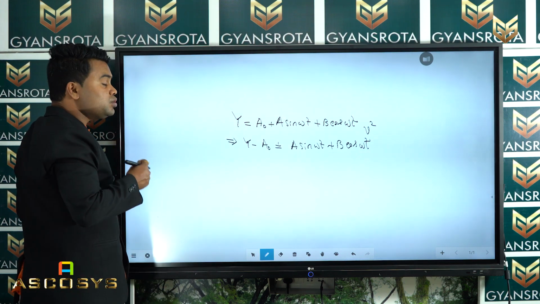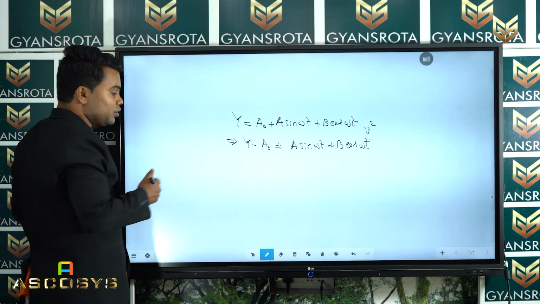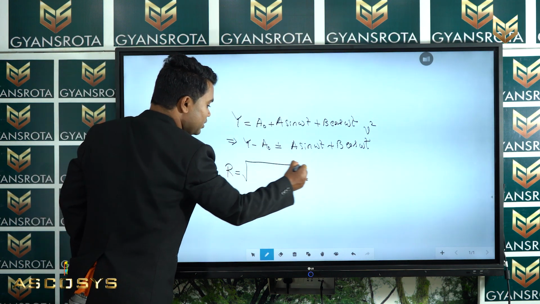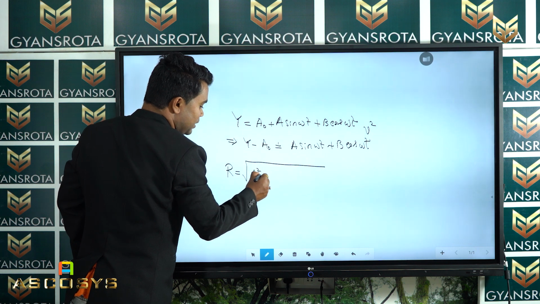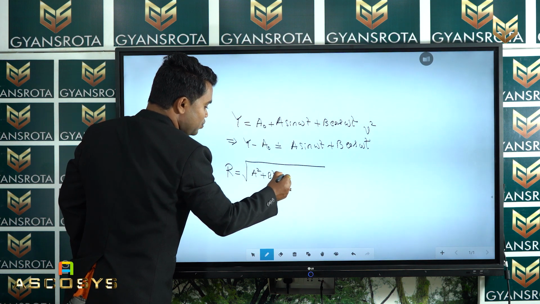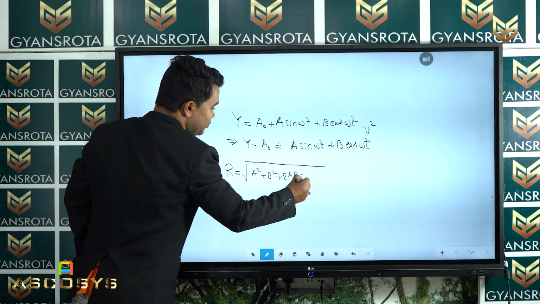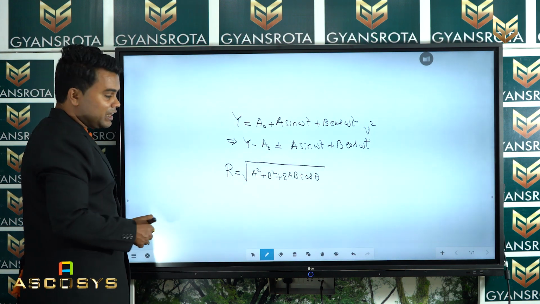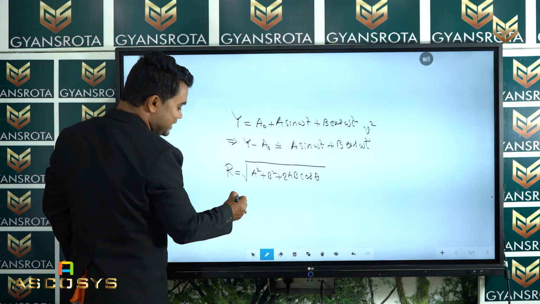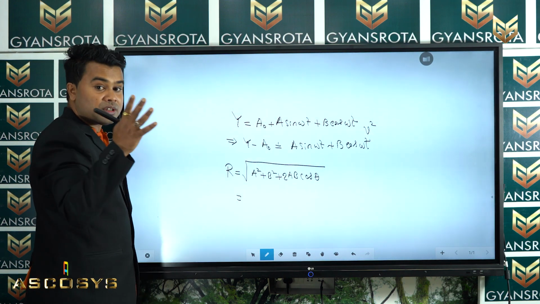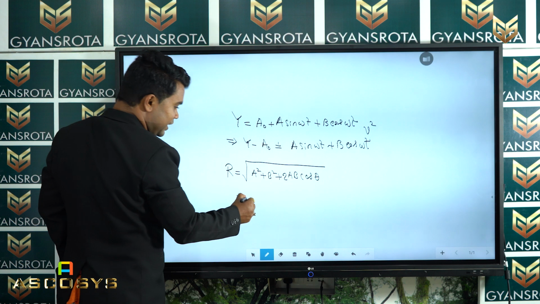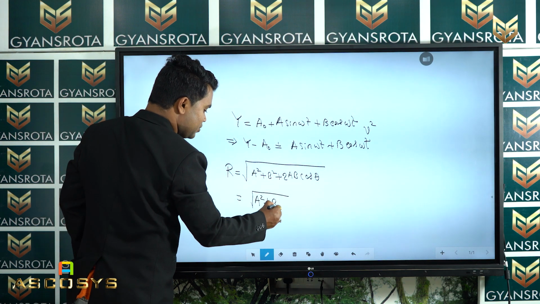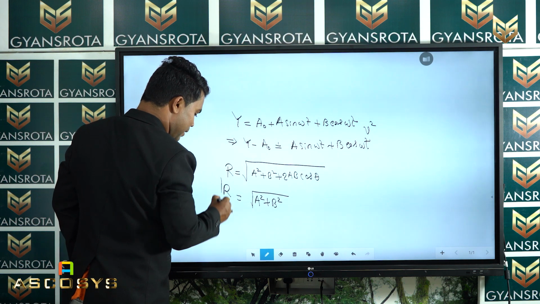Now you have to use the formula of the resultant amplitude, which is nothing but R is equal to, that's a proved formula, root over A square plus B square plus twice AB cos of theta. Now if you put a diagram between these two, you will see that theta is coming out to be 90 degree. How much is cos 90? Cos 90 is 0. So your final answer will be R equal to root over A square plus B square. This is the resultant amplitude.